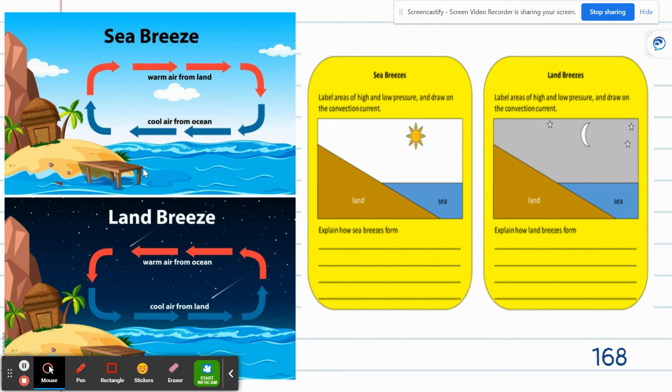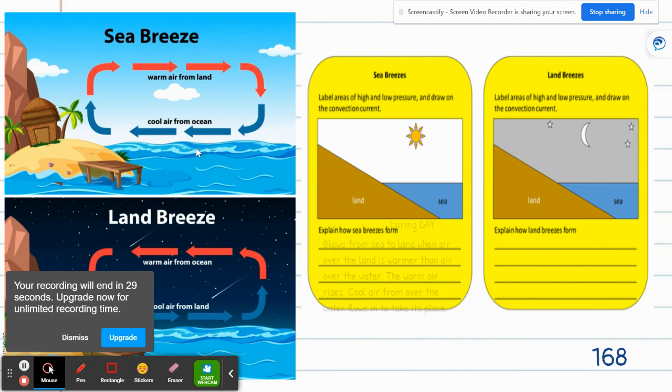So here you're going to want to pause the video, look at this picture, and then explain in words how we're seeing these different breezes form. And then you want to label high and low pressure and draw on this current. We call this a convection current, where we see warm air rising and then cool air swooping in.